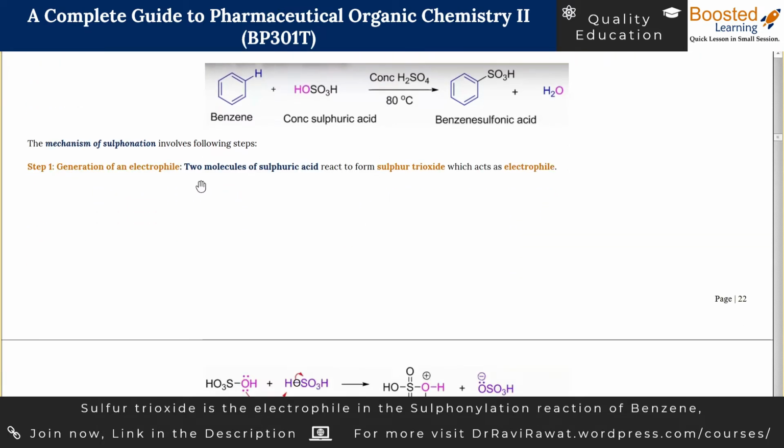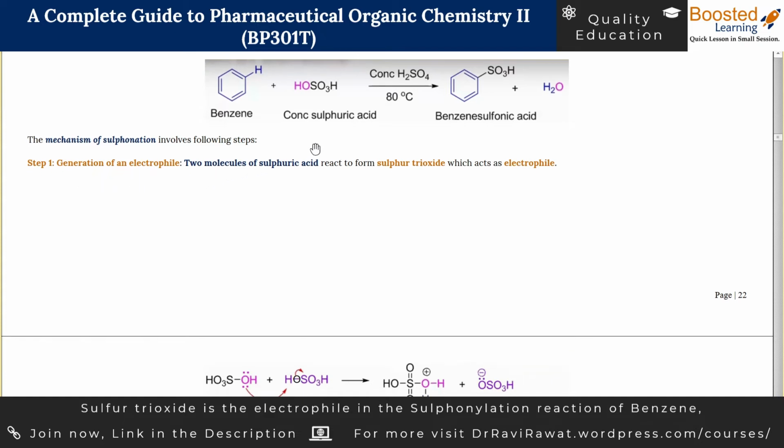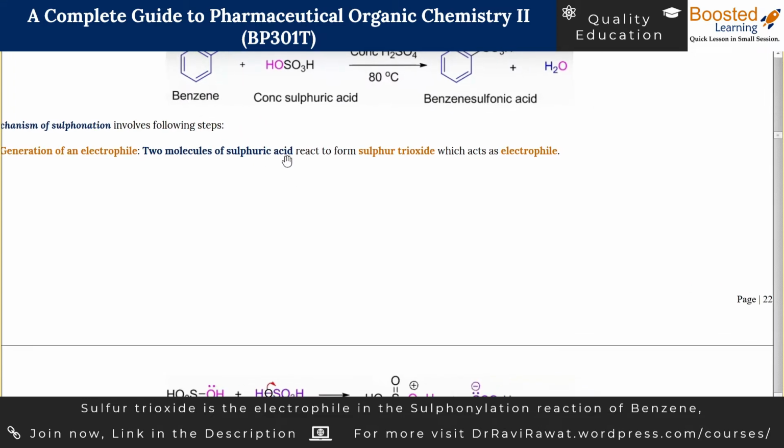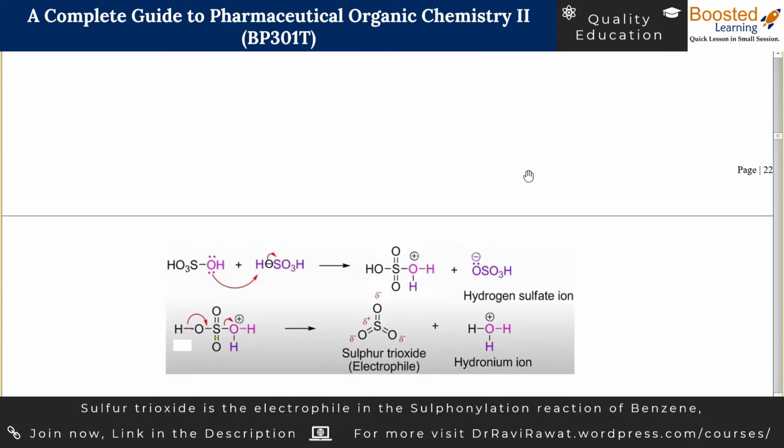Now let us move on to the mechanism of sulfonation reaction. So the first step is what? As you can recall from the previous lesson, the first step is generation of an electrophile. So if you are using concentrated sulfuric acid, two molecules of sulfuric acid would react to form sulfur trioxide, and the sulfur trioxide is going to act as our electrophile. Okay, so let us see.